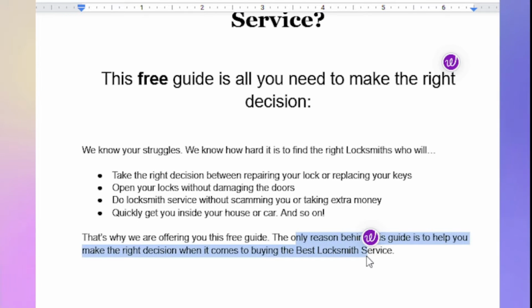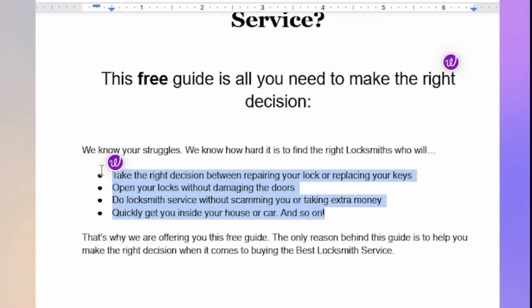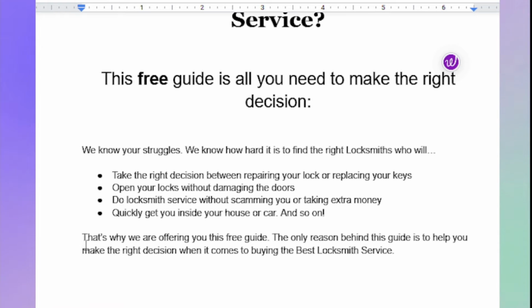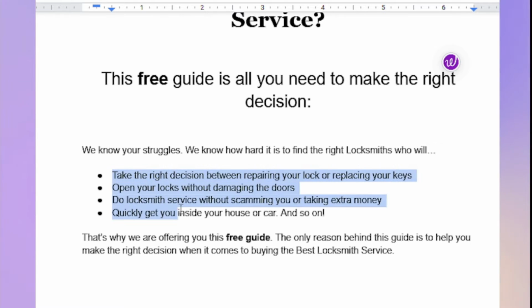Okay, so in this section we wrote about the pain points of our target audience and how we will solve the problems for them. This will keep the reader's attention. And we wrote in bullet points so that it's easier for the eyes to read and understand. See the bullet points? Yes.